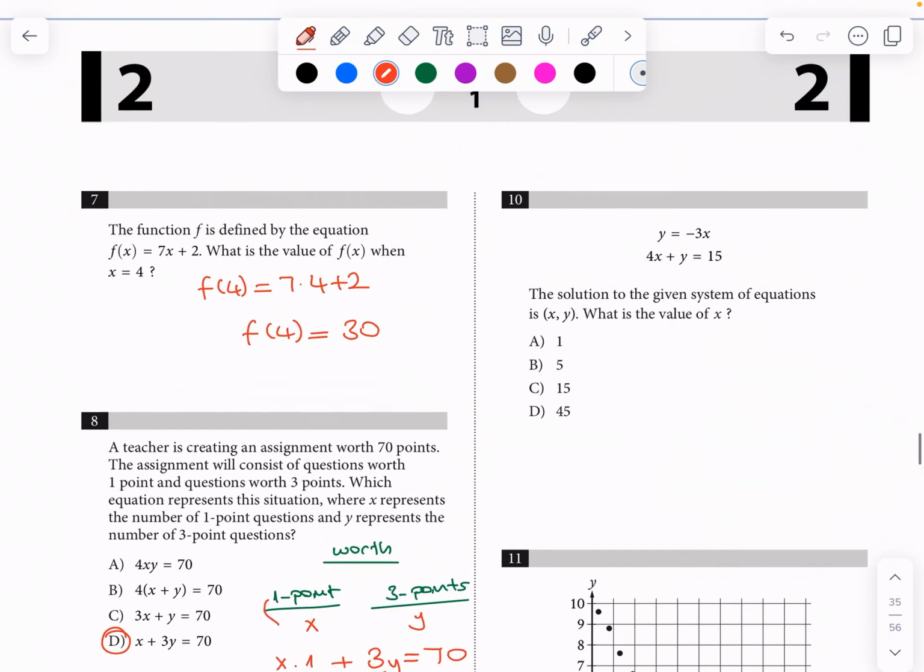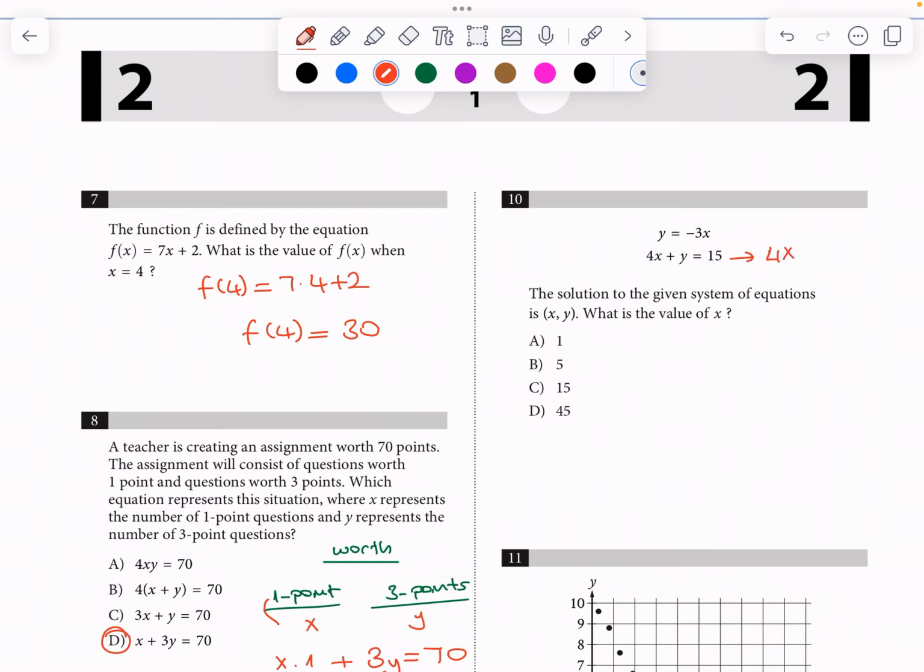So the next question, question 10. We have a system of equations here. y is equal to negative 3x, and 4x plus y is equal to 15. The solution to the given system of equations is (x, y). What is the value of x? So to solve this question, guys, I'm going to use the substitution method. y is equal to negative 3x. In the second equation, I will replace the y with negative 3x.